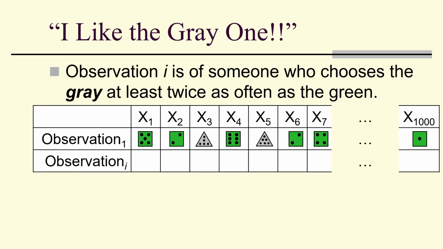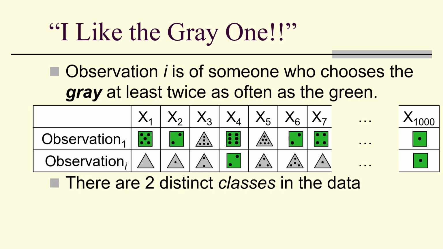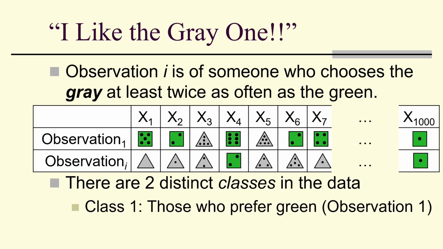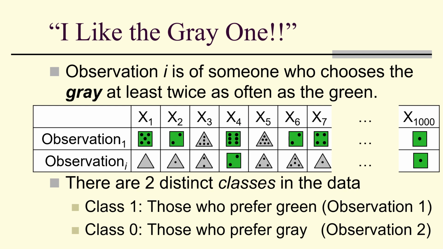Observation I is of someone who chooses the gray at least twice as often as the green, so that we see twice as much gray in observation I. There are two distinct classes. Class 1, those who prefer green, and Class 0, those who prefer gray.